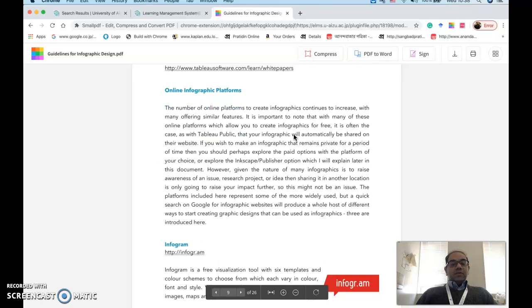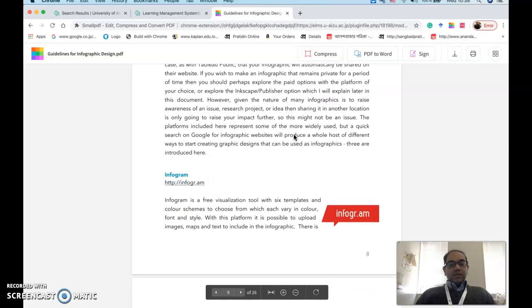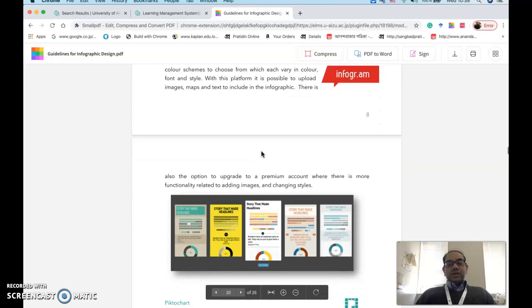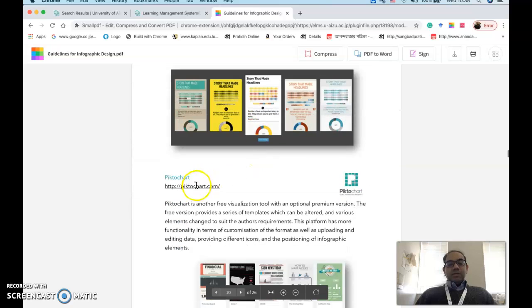Online infographic platforms, some of these are Infogram, a free visualization tool with various templates, as you can see here. Piktochart, we will be using Piktochart. Actually, on the poster template, one of the options when you do the assignment for poster is Piktochart.